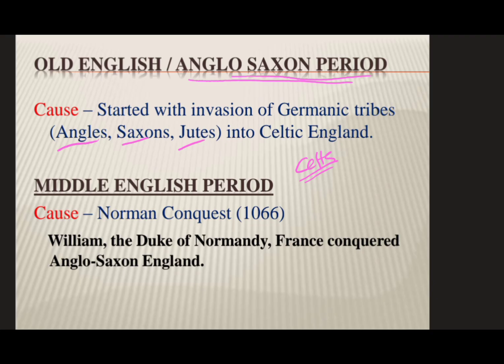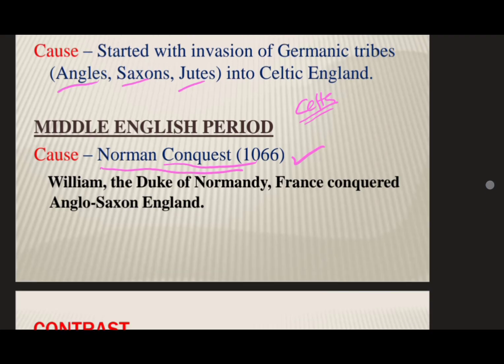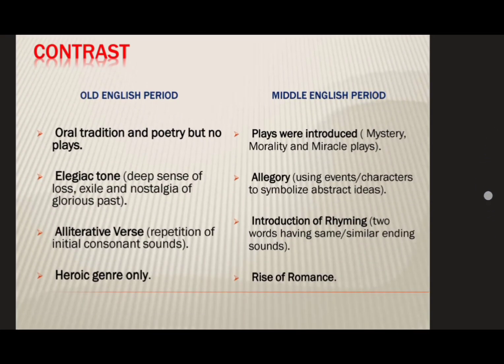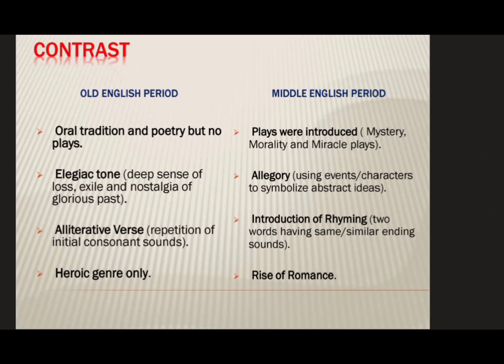From then, when the Norman conquest happened in 1066, that is, William, the Duke of Normandy of France, conquered Anglo-Saxon England, the period was called Middle English period. So the cause of the shift from Old English period to Middle English period is this Norman conquest. Let's have a look at the contrast between Old English period and Middle English period.